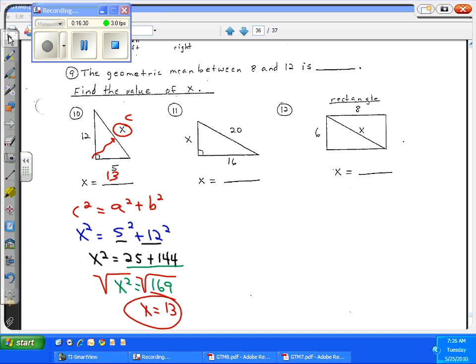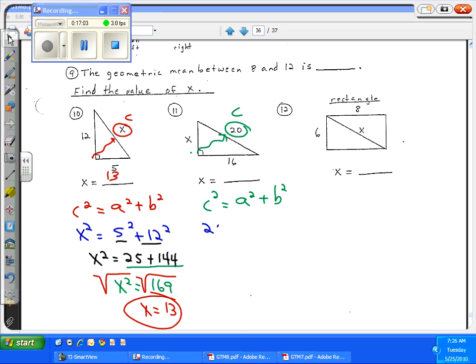Any questions on number 10? Okay. Number 11, we know 2 sides of a right triangle. We're looking for the third side. We're going to use the Pythagorean theorem. It's important to identify the hypotenuse, the one across from the right angle, as being your C. And we use the formula C squared equals A squared plus B squared.